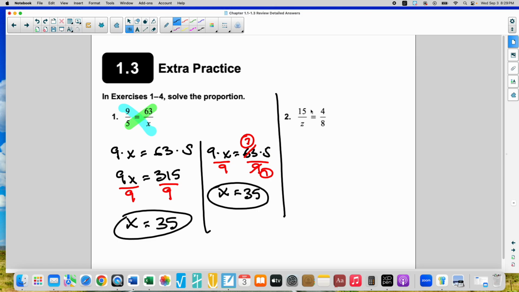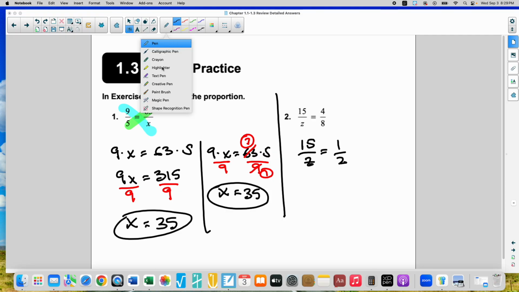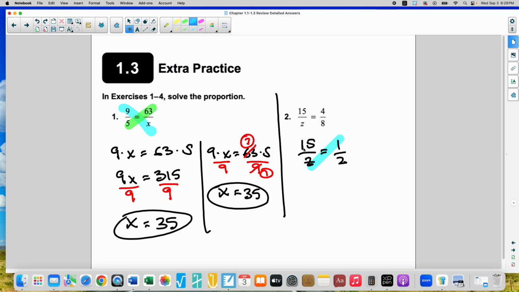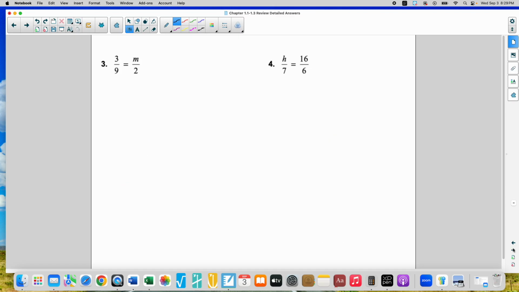We have 15 over z equals 4/8. Hey, look at this one. You can simplify that right fraction if you want. Why do we simplify? To make smaller numbers. 1 times z, 15 times 2. And look what we just found. 1 times z equals 15 times 2. 1 times z is z. 15 times 2 is 30. Look how efficient that was.